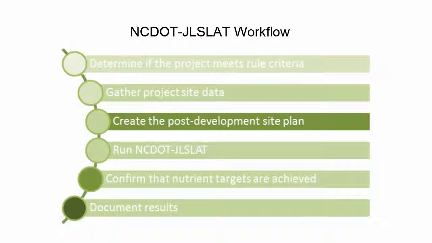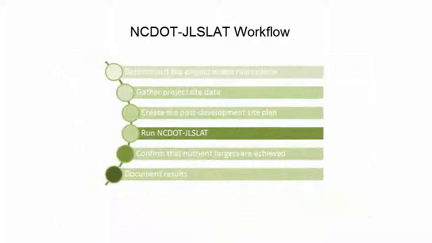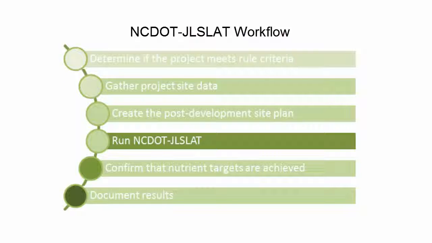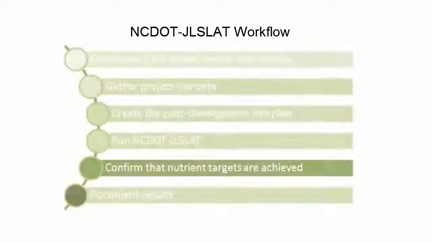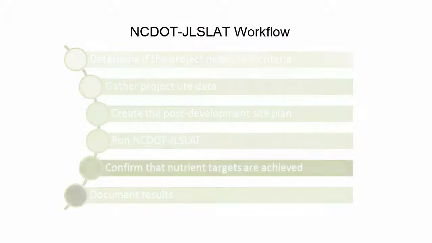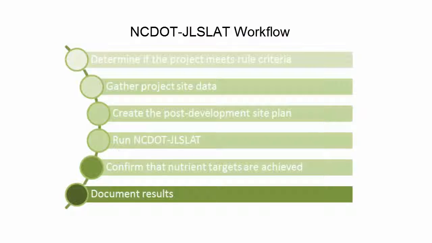In some cases, this step may be an iterative process involving multiple designs in order to achieve compliance with the watershed-specific nutrient targets. The NCDOT JSLAT Routing Scenarios video describes how routing is handled in the model and provides a number of examples to support this step. The remaining steps 4, 5, and 6 involve running the model, determining if the nutrient targets have been achieved, and documenting the results. Other videos in the NCDOT JSLAT curriculum will demonstrate these steps on 2 hypothetical new non-road development projects.